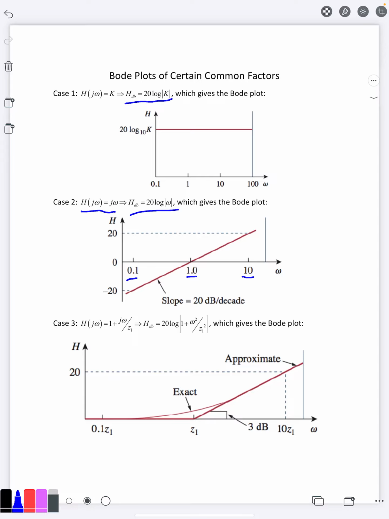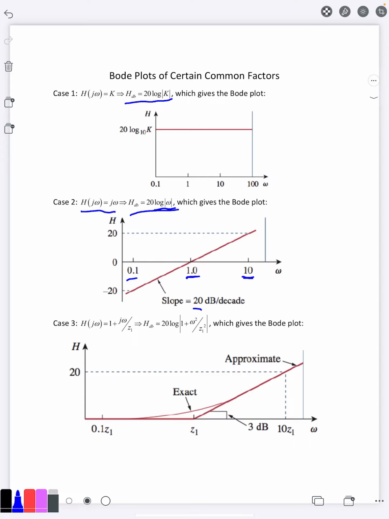So by doing this scaling on the x-axis, we are using a log scale on the x-axis, which means that this is 20 times just the input variable. So we're going to get this nice straight line whose slope is 20, and the units of that are going to be decibels per decade. So going from 1.0 to 10, by a factor of 10 here, that's called a decade. So the slope is 20 decibels per decade.